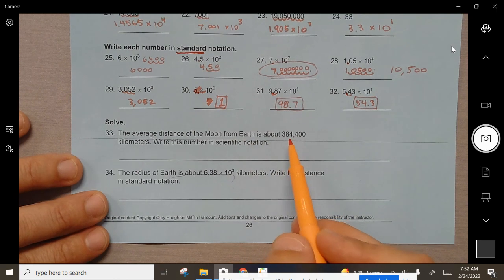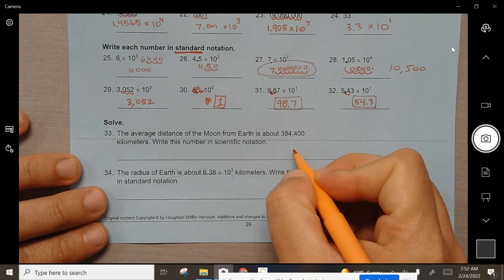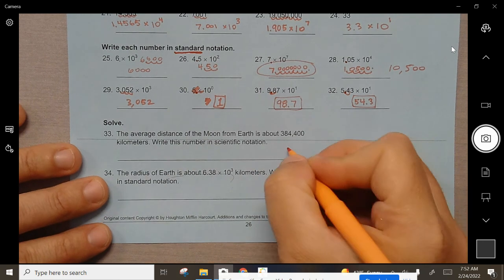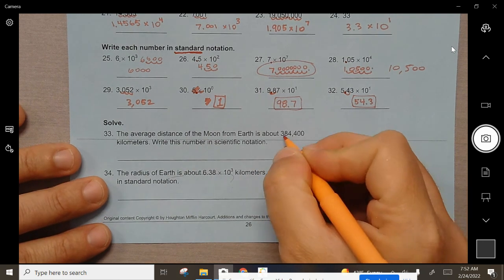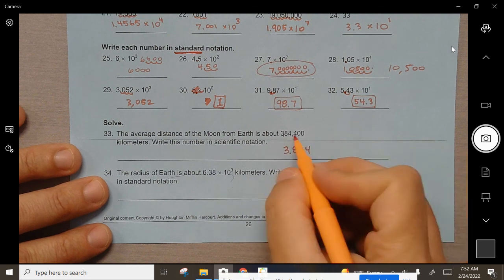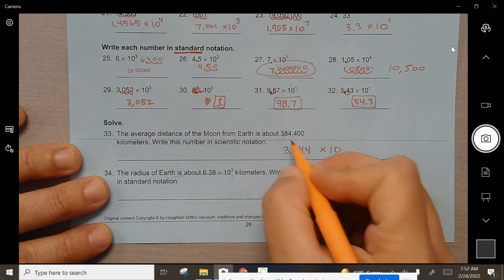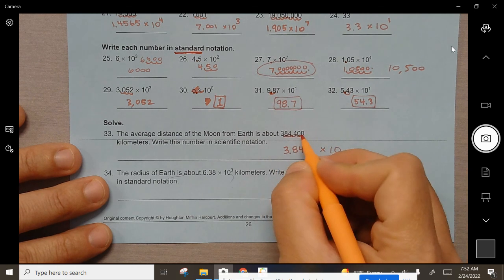All right. Now, the average distance on the moon from the Earth is about 384,400, okay? Kilometers. Write this number in scientific notation. No problem. Let's go ahead and do this. We're going to go ahead and write it. Where do we start it? 3 point. Doesn't the decimal go there? 844. We have to include all the non-zeros in there. All right. And then times 10 to the 1, 2, 3, 4, 5.